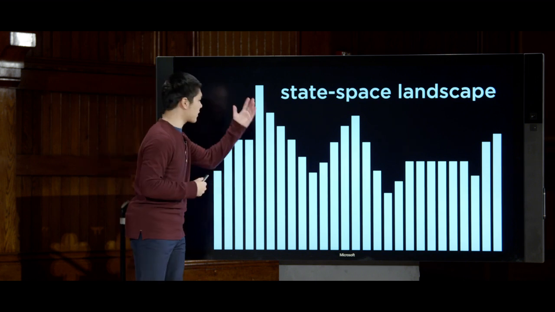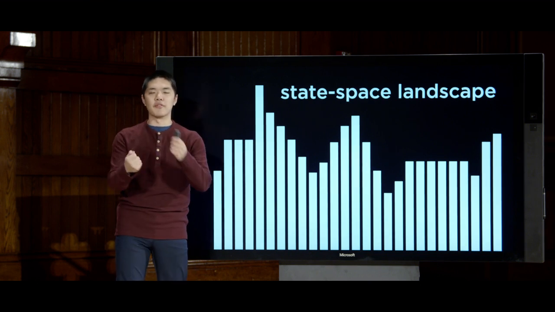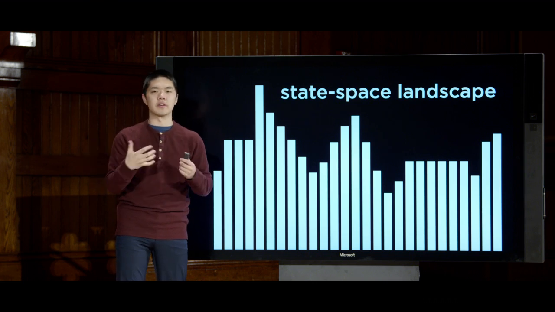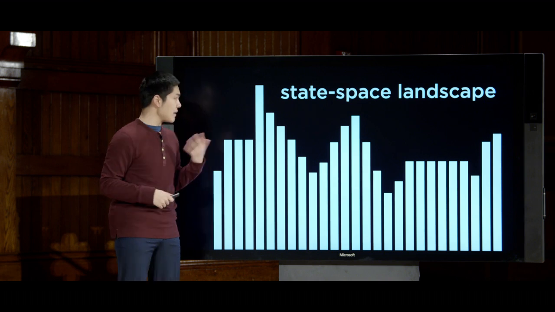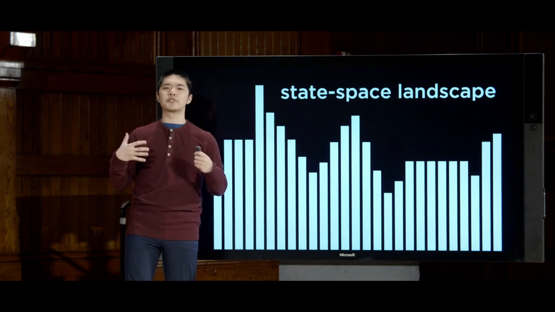And the height of this vertical bar is generally going to represent some function of that state, some value of that state. So maybe in this case, the height of the vertical bar represents what is the cost of this particular configuration of hospitals in terms of what is the sum total of all of the distances from all of the houses to their nearest hospital.